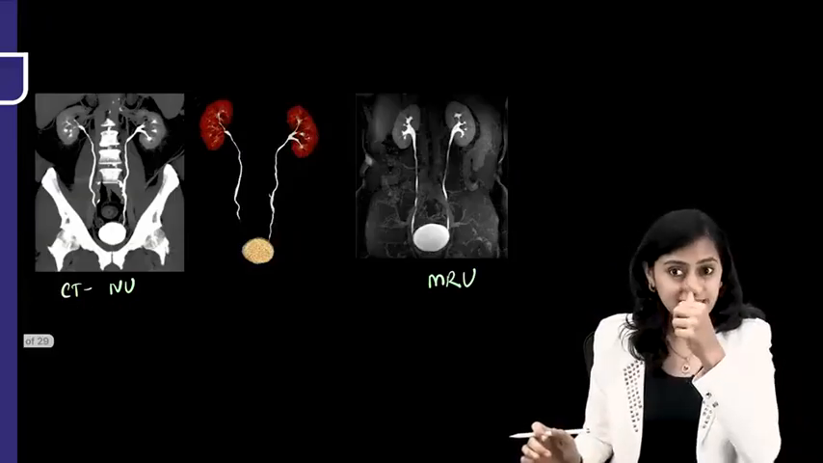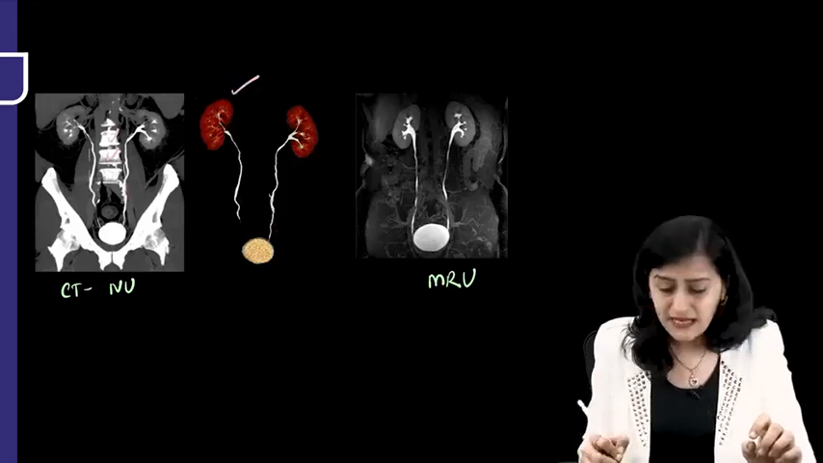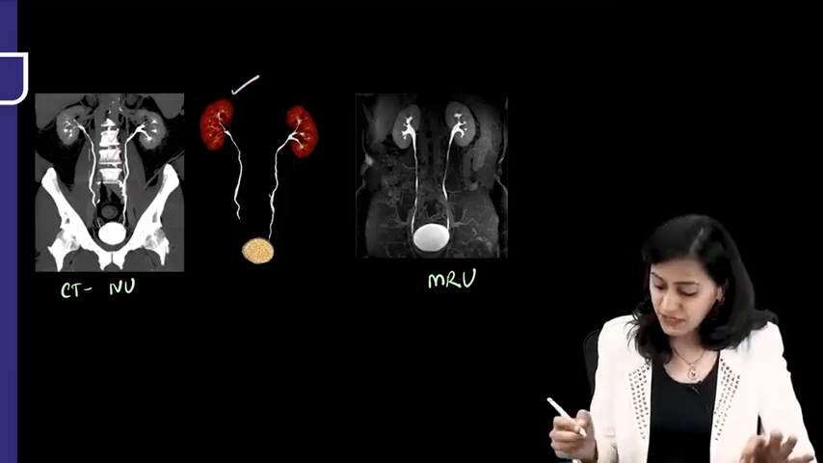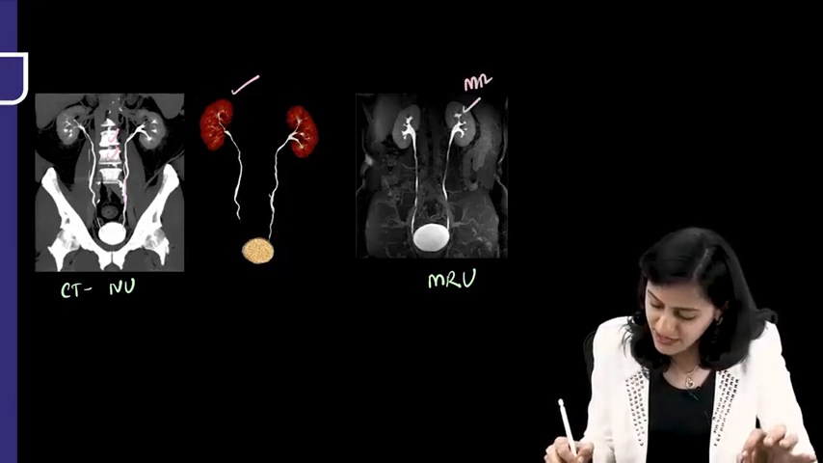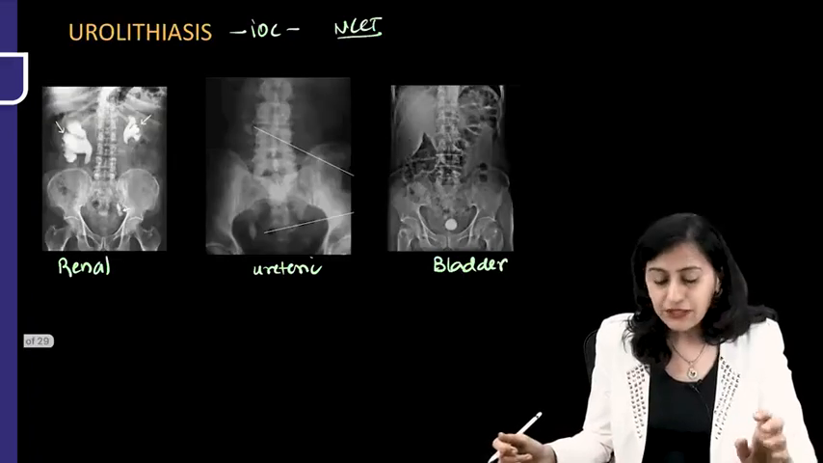Now, next, what are these investigations here? This is the white bones and we see the CT-IVU here. We can make a colorful 3D volume rendered image from it. And this is MR urogram where you don't see the white bones, right?